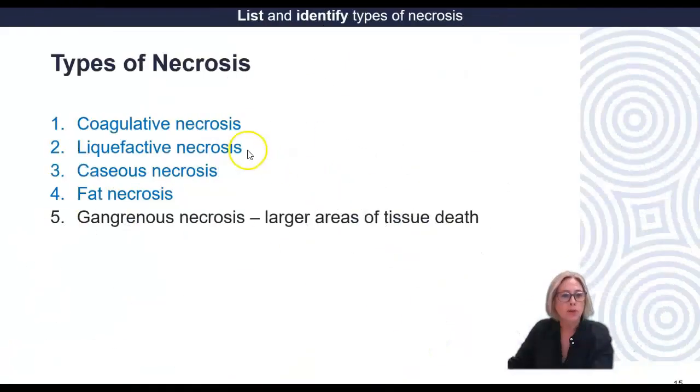We're going to take a brief look at the different types of necrosis that can occur in different organs and tissues. And these are coagulative necrosis, liquefactive necrosis, caseous necrosis, and fat necrosis. There is another type of necrosis that's indicative of larger areas of tissue death, and this is called gangrenous necrosis, and we will talk about that too.